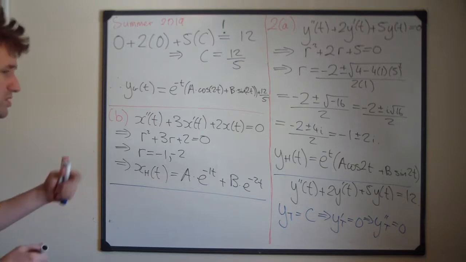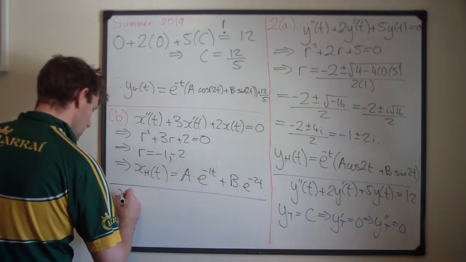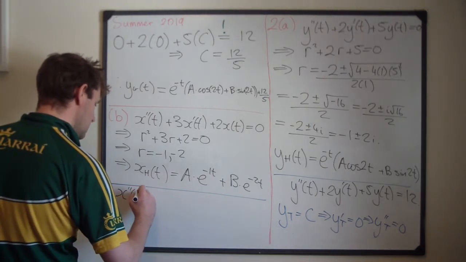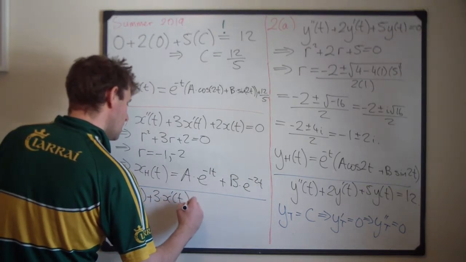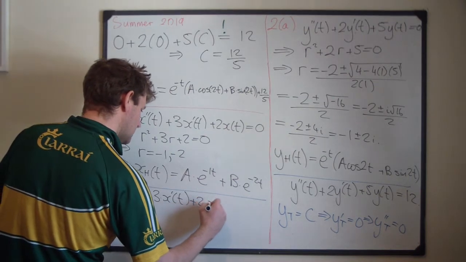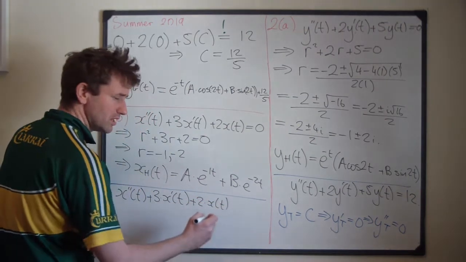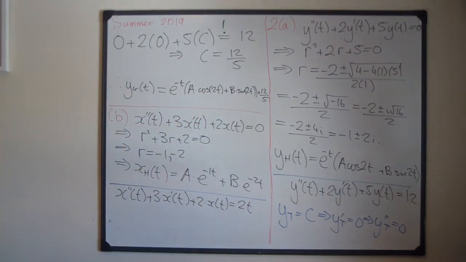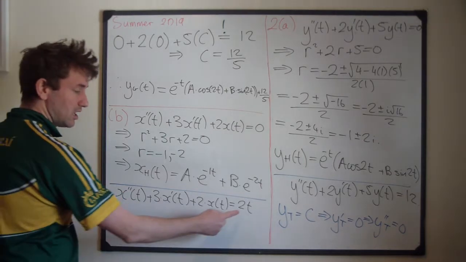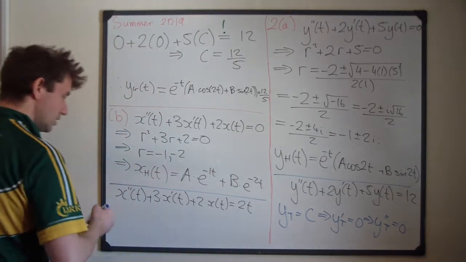Then we go back to the original question, which was x double dashed of t plus 3x dashed of t plus 2x of t equal to now 2t. Now we have to recognize, and there's a table suggesting what you need to try. If you try a multiple of t, it's not going to quite cut it. You have to recognize this is like an mx plus c. It's a line, so we need to try a line.